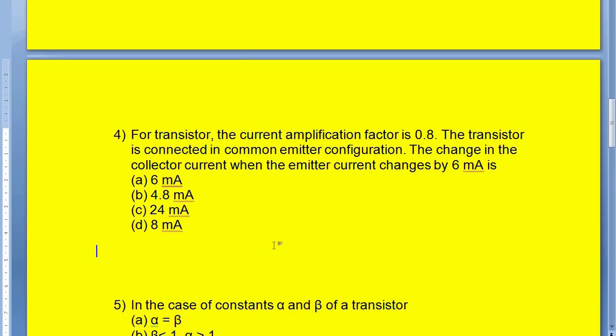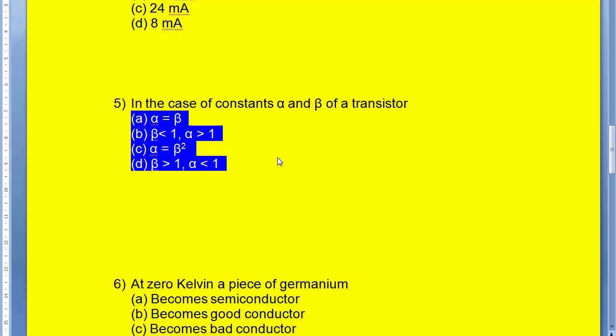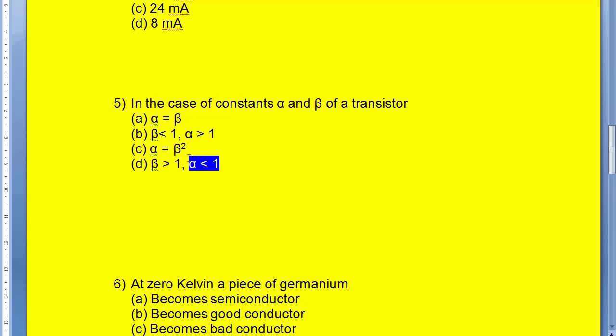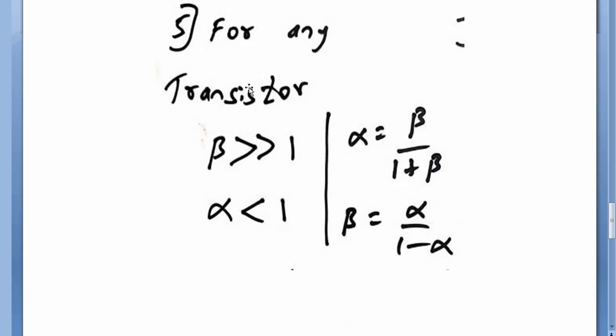Next, in the case of constants alpha and beta of a transistor, these things are given to us. Which is true? Alpha and beta are constants, they are the current gains. So remember students, the value of alpha is always less than 1 and beta is always greater than 1. It might go to maybe 50, 100 also sometimes. So beta is far greater than 1 and alpha is always less than 1.